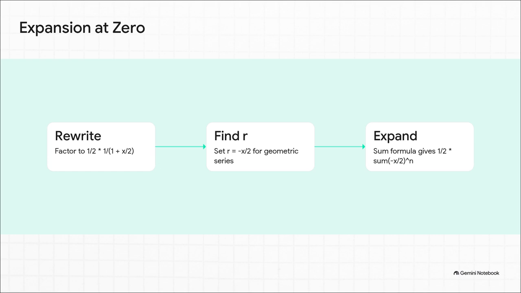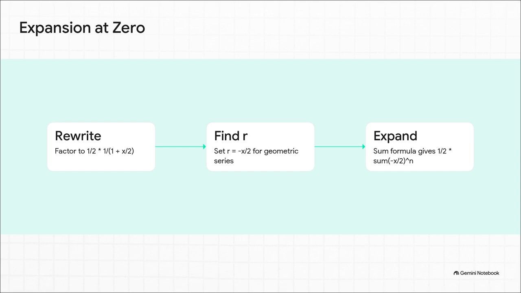To pull this off, we basically need to massage our function into that classic geometric series format. You know, the 1/(1-r). First step, we factor out a 1/2 from the denominator, rewriting the whole thing as 1/2 times 1/(1 + x/2). Then step 2, to get that crucial minus sign we need, we define our r as -x/2. Finally, step 3, we just drop that right into our geometric series sum formula.